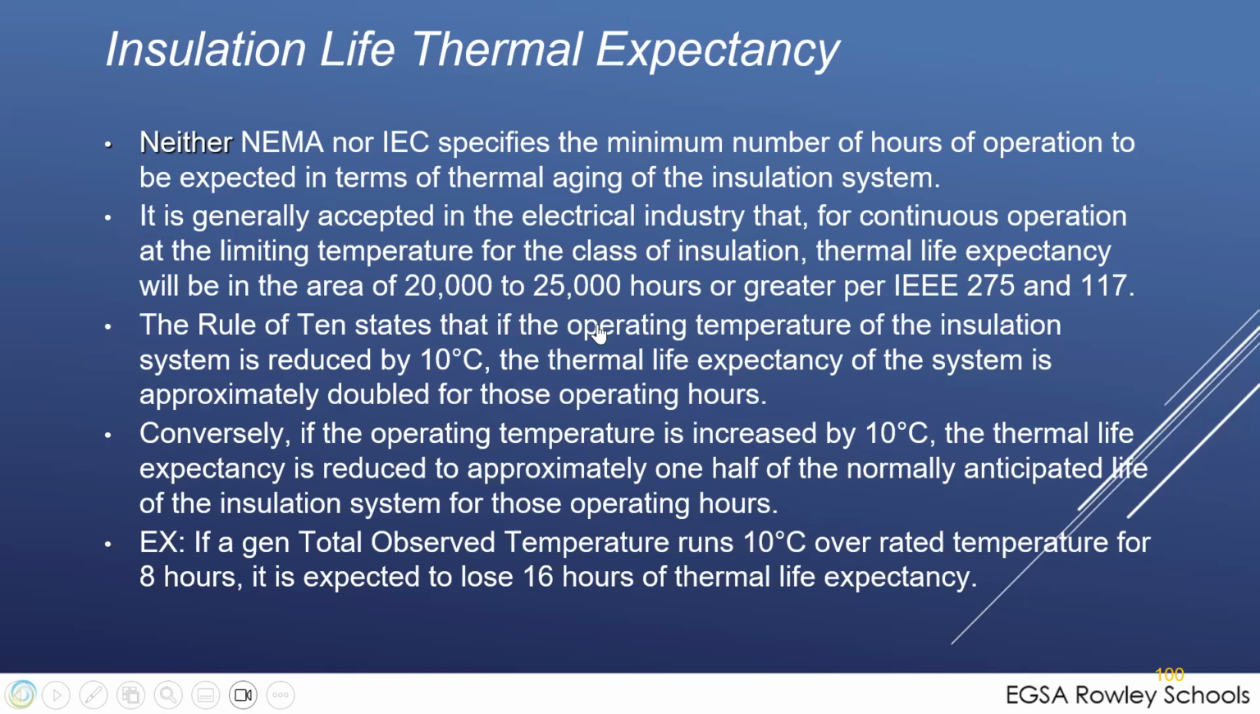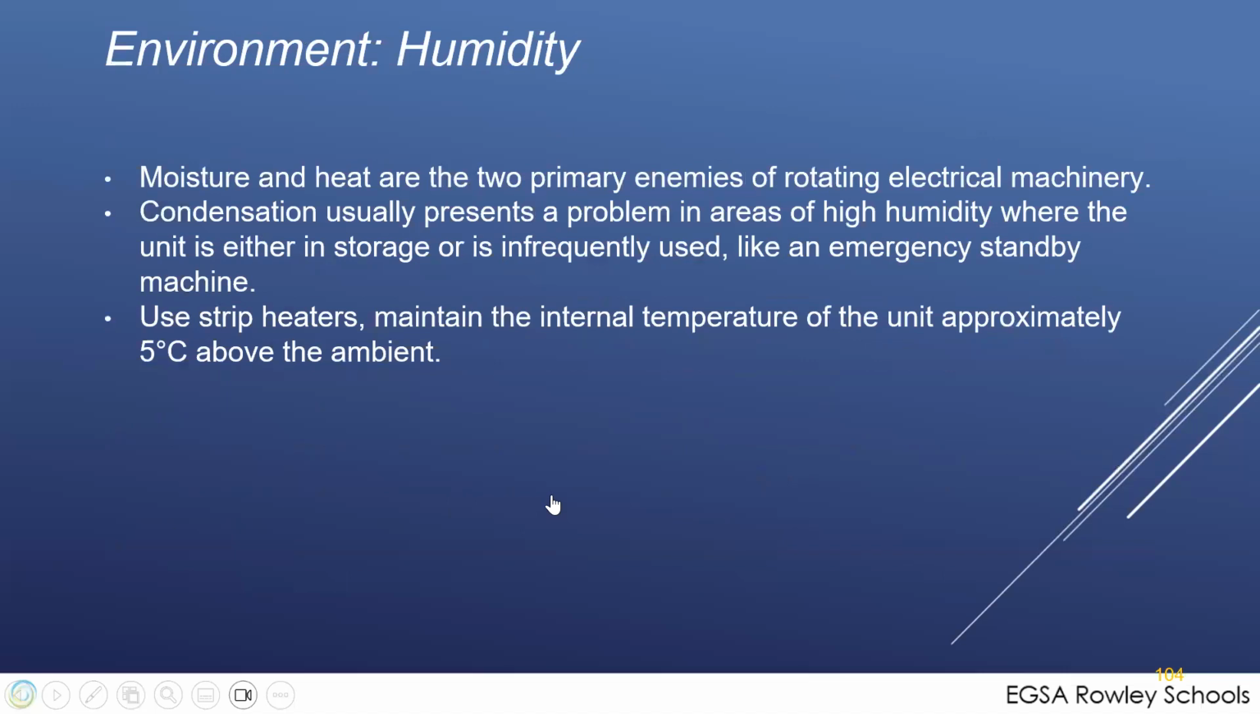The rule of 10 states that for every 10 degrees C the operating temperature of the insulation system is reduced, the life expectancy is doubled. So if you increase it by 10 degrees C, for each hour it operates 10 degrees C over rated, you're taking 2 hours off the life of the machine. Okay? We have a rated life expectancy of 25,000 hours, but still, if we run too hot, we're going to reduce it by overtemp. And that makes sense. Overtemp, reduce life.